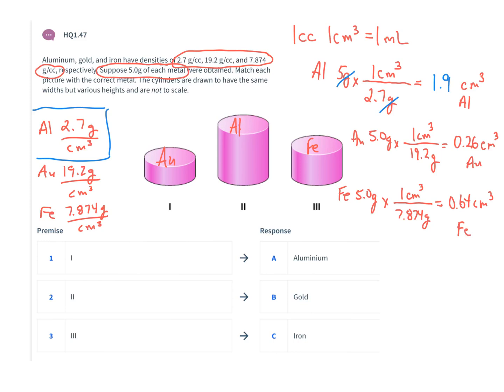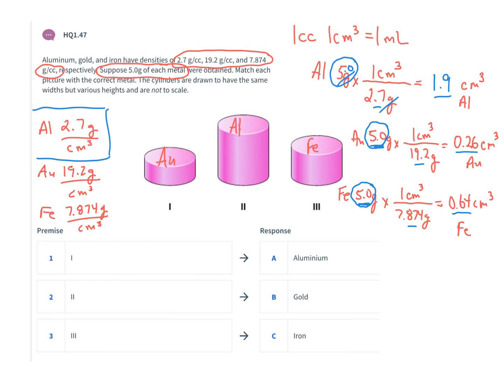I kind of glossed over significant figures, but we have 2 significant figures in all of these measurements here. This should be 5.0. 2 significant figures there. We do have 3 here and 4 here, but we're limited by this, our least significant number. 5.0 has 2 significant figures, so I'm going to report the final answer to 2 significant figures for all of these calculations. And then we can go over here and match those with the appropriate cylinder.